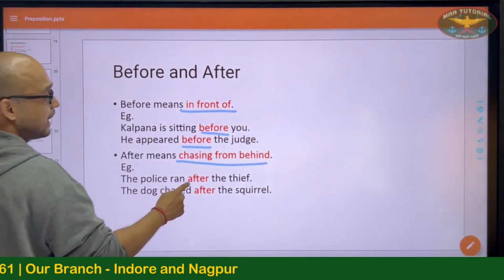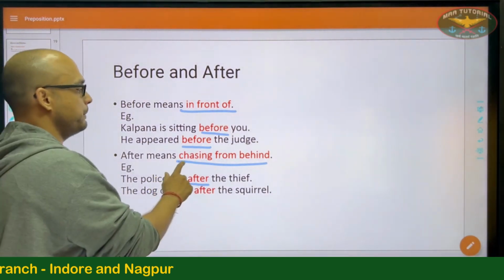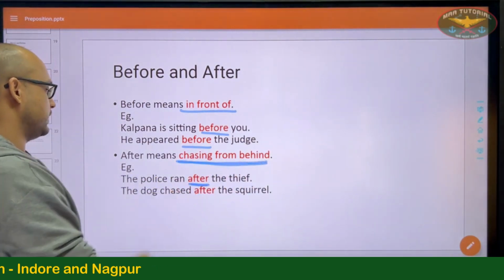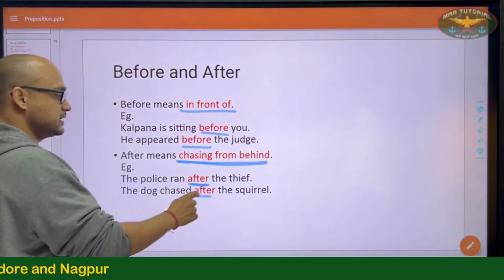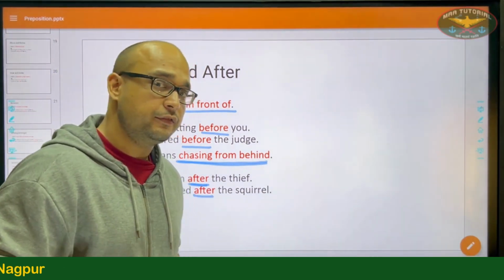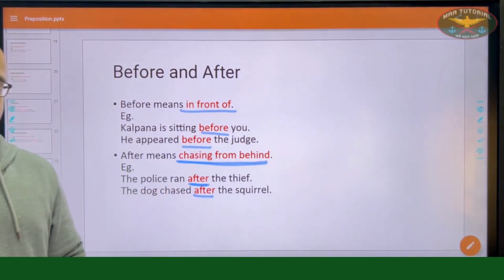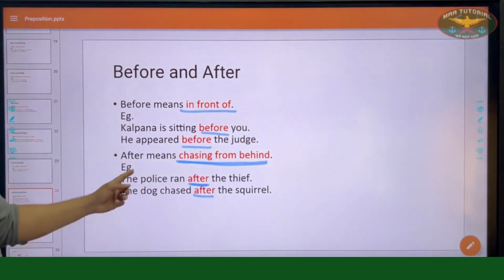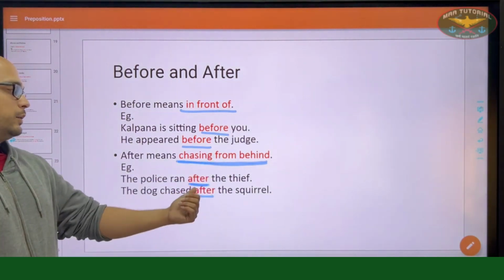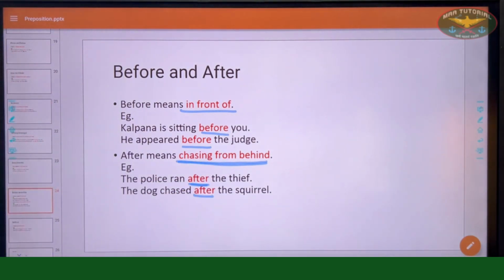The police ran after the thief. After means chasing from behind. The dog chased after the squirrel. That means it ran behind it. So chasing from behind, we can use the preposition after. Before and after.